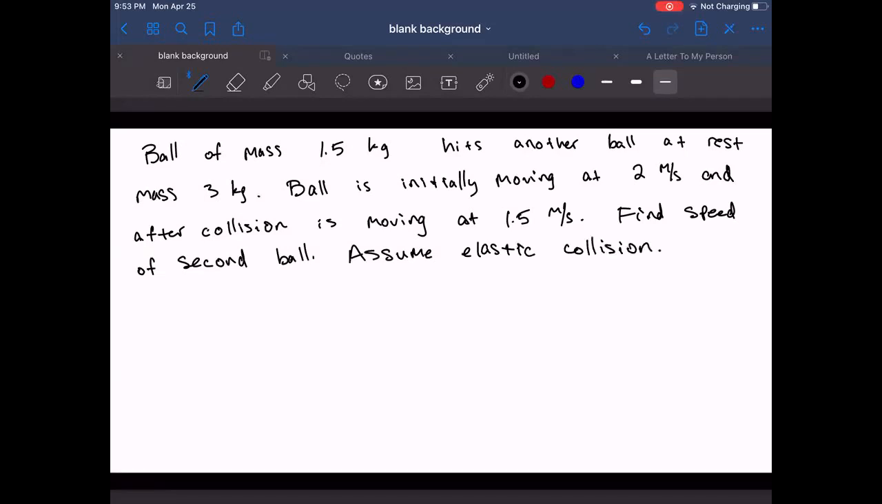Okay, so I'm gonna start this for you because you need to do this every single time. M1, got two objects. M2. Now you tell me the initial velocities of these things. So M1 is 1.5.